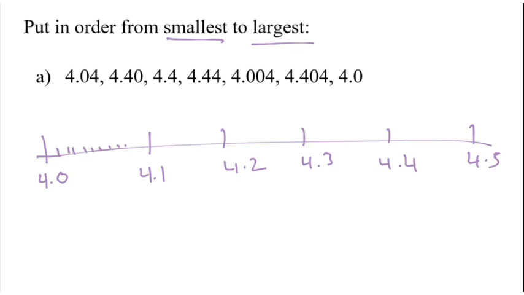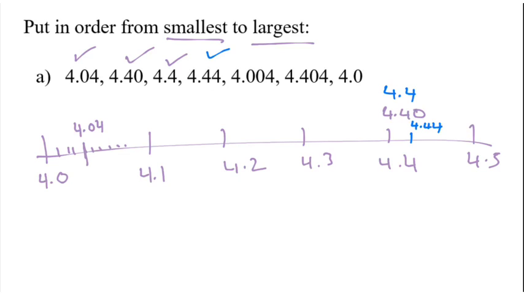So I want to just place all of these numbers on the number line first of all. So 4.04, that's going to be right about here. That's that one. Now 4.40, so that's down here. So there's my 4.40. Then 4.4, well, you know what? That's exactly the same as 4.40. Then 4.44, that is going to be a little bit after 4.4, so we'll put it in there.